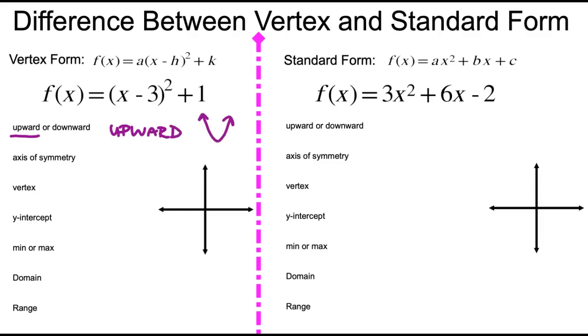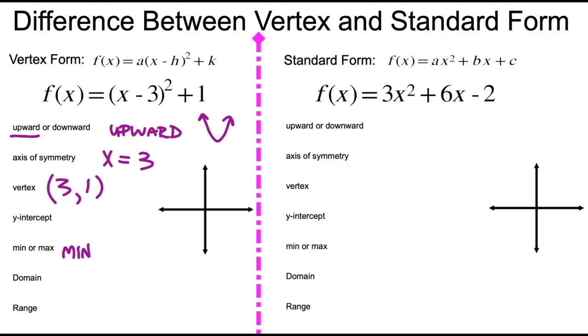Oh yeah, that's going to be a minimum. Minimum or maximum? Minimum. Okay. What is the vertex? 3, 1. What's the axis of symmetry now? X equals 3. What's the y-intercept?